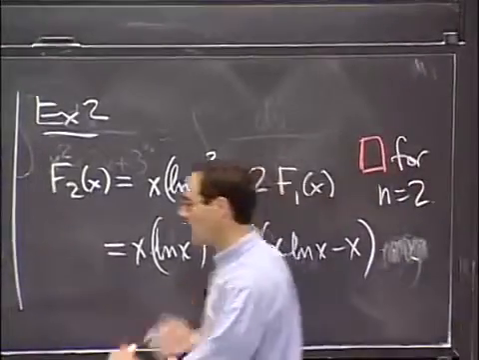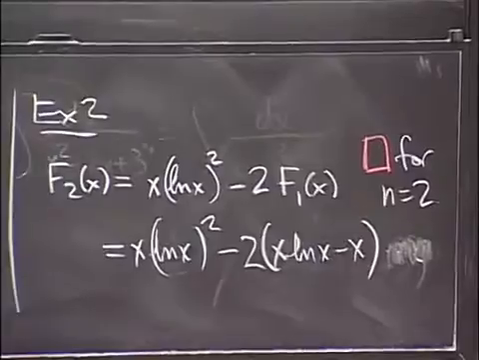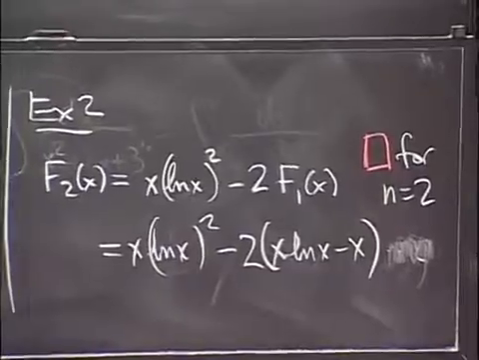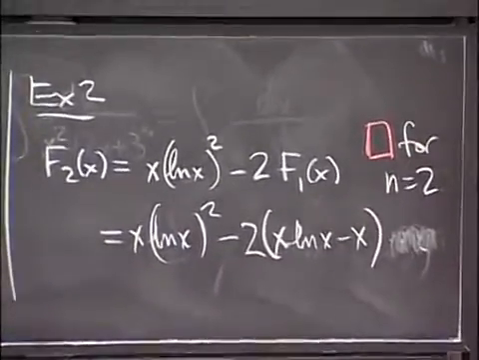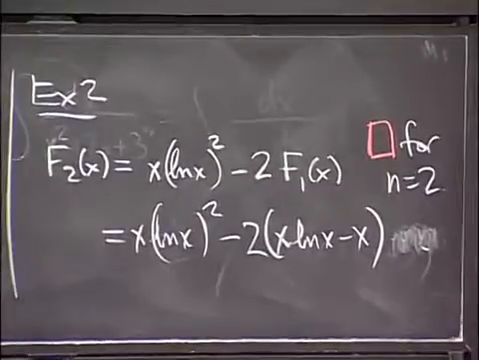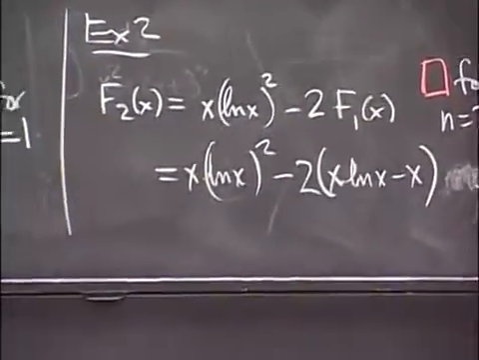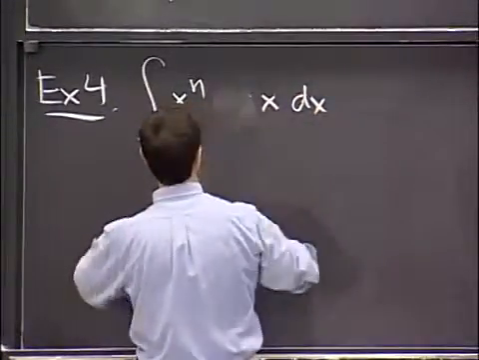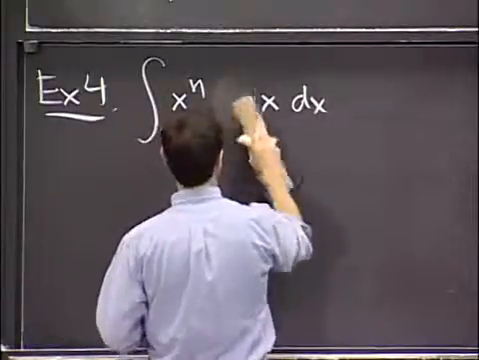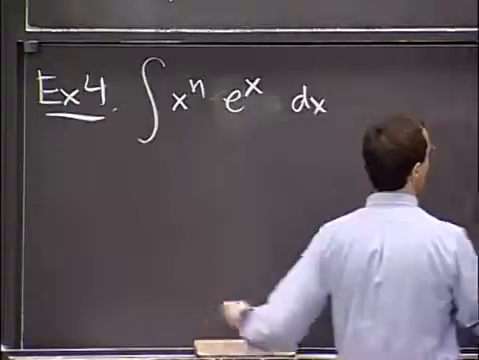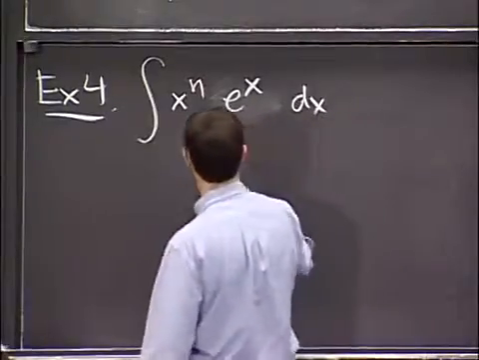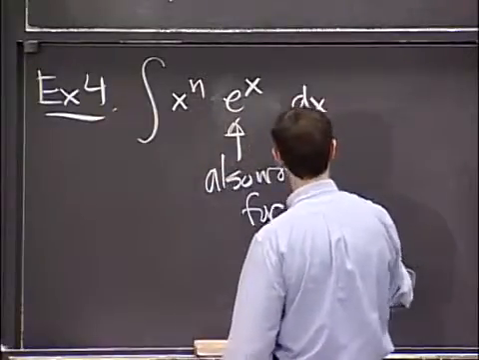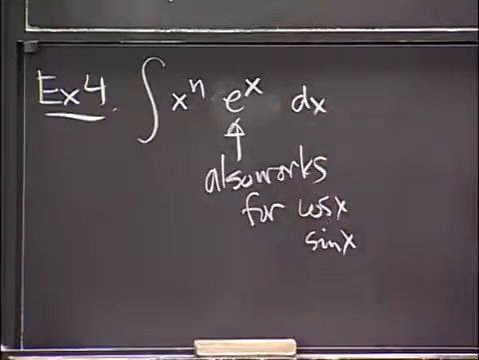All right, so this is how reduction formulas work in general. I'm going to give you one more example of a reduction formula. So I guess we have to call this example 4. Let's be fancy. Let's make it the sine. Oh, no. Let's be fancier still. Let's make it e to the x. All right. So this would also work for cosine x and sine x. The same sort of thing.